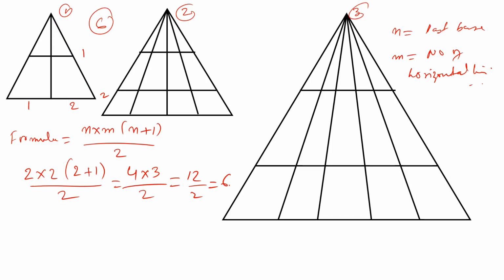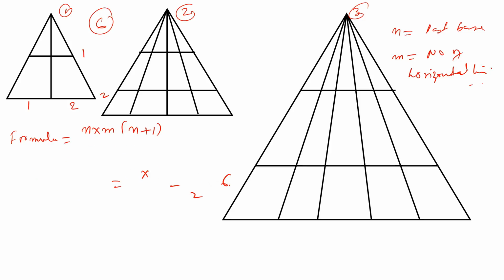Now we will count the number of triangles for figure number 2. For figure number 2, we have to count the number of bases. The number of bases is 1, 2, 3, 4, and the horizontal lines are 1, 2, and 3. So n is equal to 4 multiplied by m equal to 3.